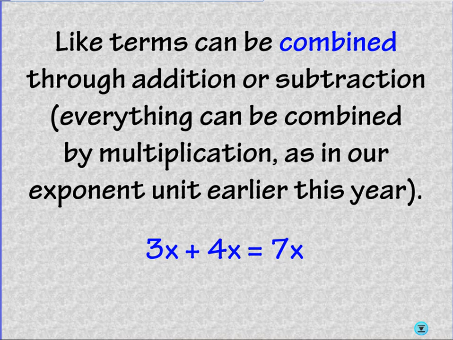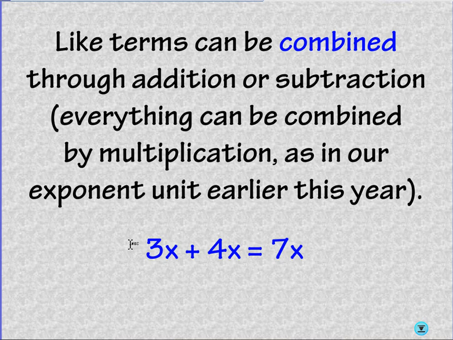The important thing about like terms is they can be combined through addition or subtraction. Now remember, everything can be combined by multiplication. Just go back and look at our exponent unit earlier this year. But now we're going to talk about adding or subtracting like terms, so we're going to start there.